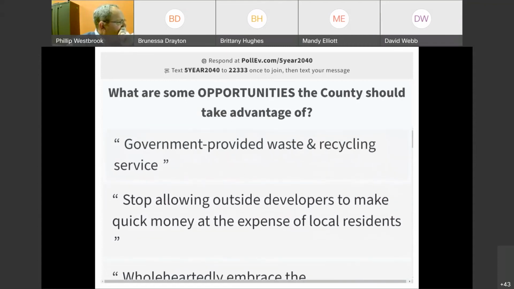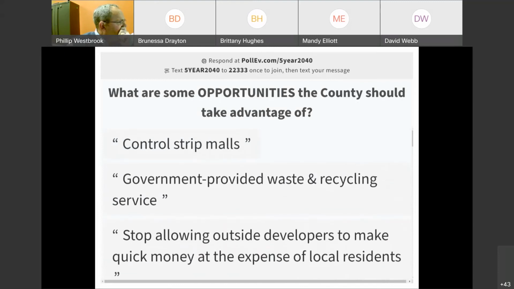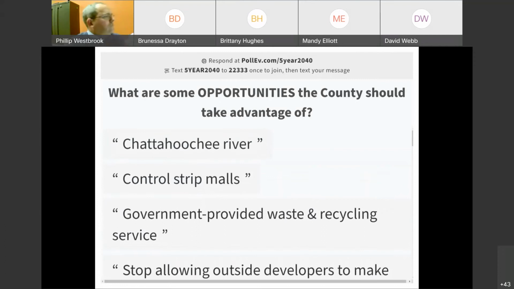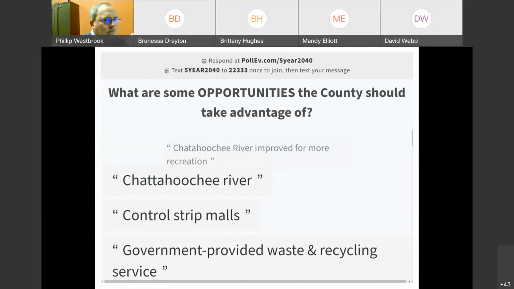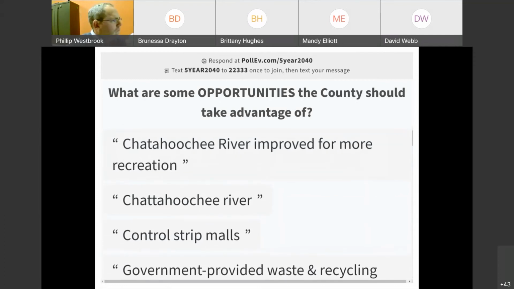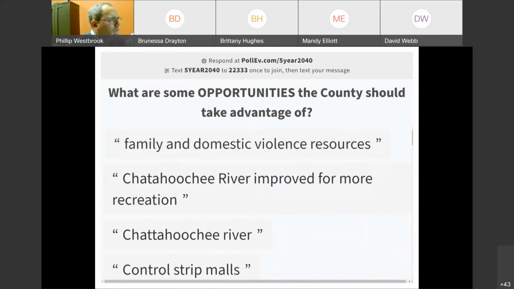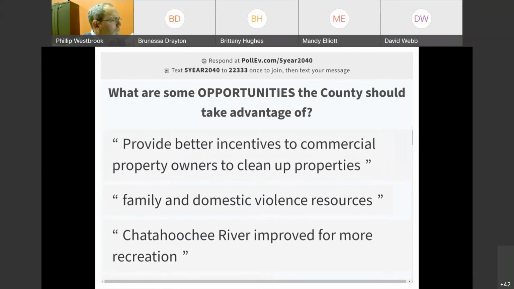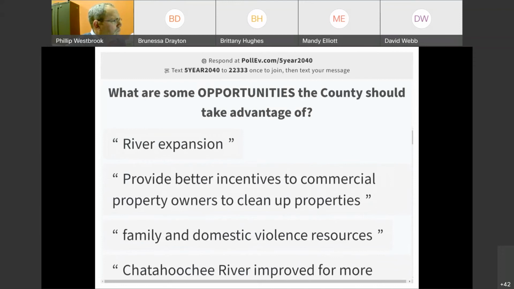We've got family and domestic violence resources. That's great. And then Chattahoochee River improved for more recreation, more comments about the Chat River. And then we've got more senior activities, our senior services. Unfortunately, they had to put a hold on that during COVID, but hopefully we're able to get that back up and having more senior activities in the near future.